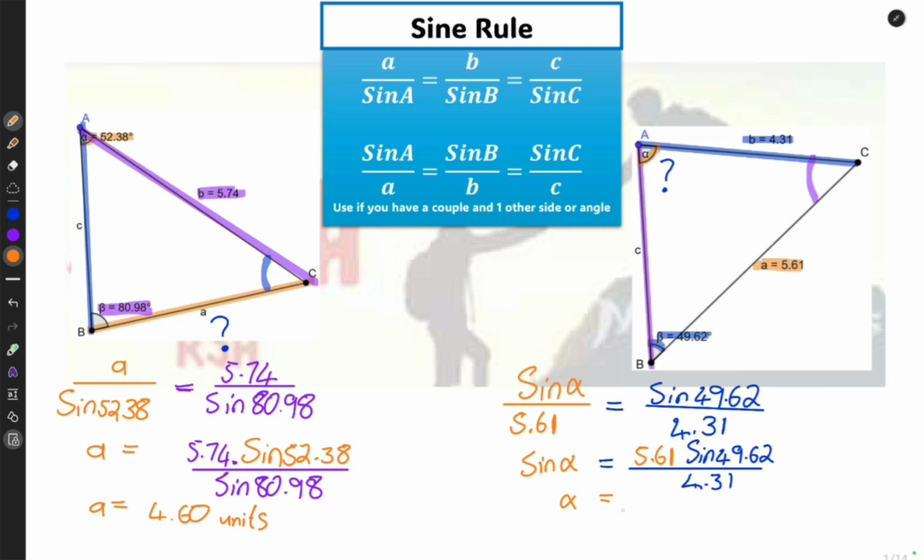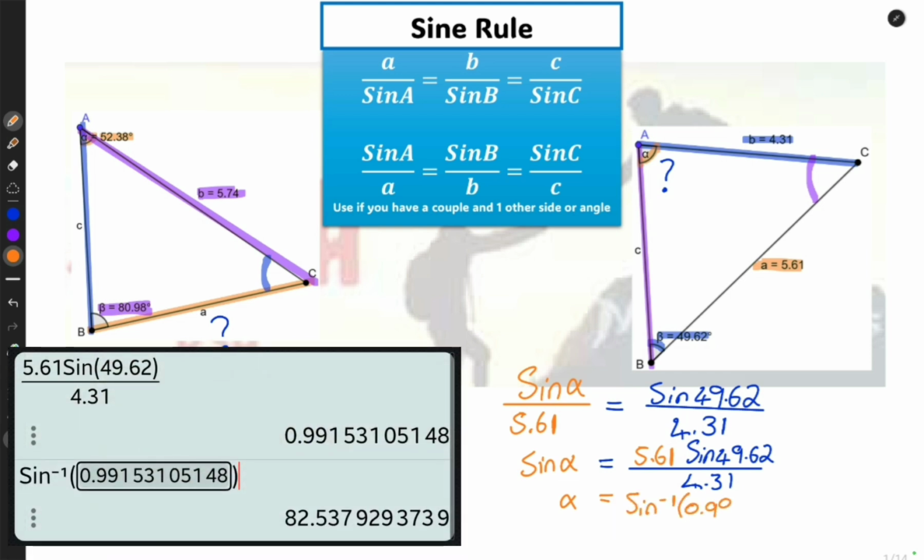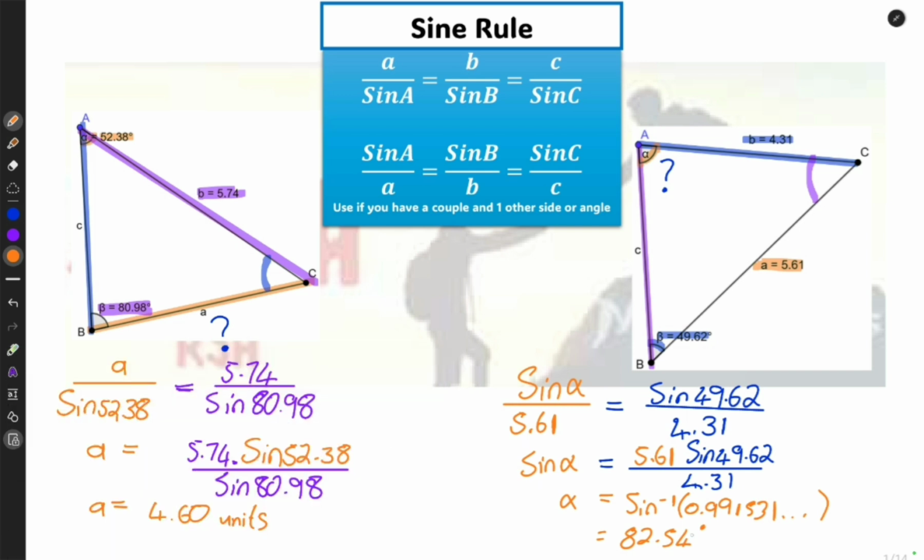But because I'm working out sine alpha, I know I'm only going to get the value of alpha if I shift sine the decimal. Now, if I type in this entire decimal, my calculator tells me it is 0.991531. Please don't round off that number. Use it on your calculator with the answer button and say, therefore, alpha is going to be shift sine of that entire answer, and it says it's 82.54 degrees. So now you can round off to 2 places because it was the actual question.